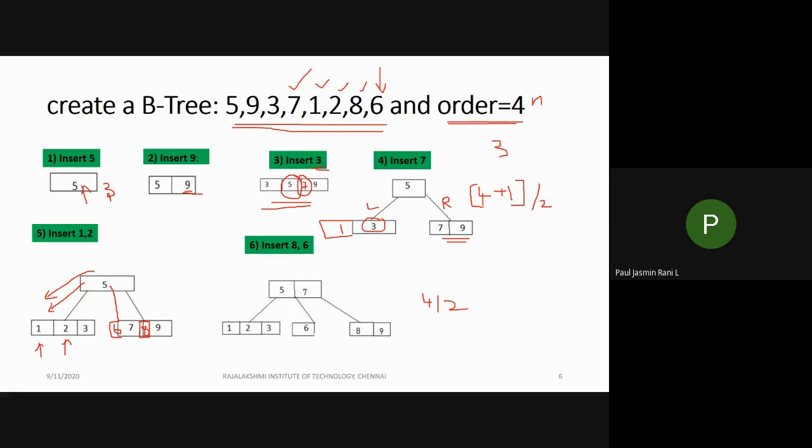Therefore, what I'm going to do is a splitting operation. So this has to be split. I have to take the middle part. Either I can take 7 or I can take 8. You can choose any middle part. So here I'm going to choose 7.